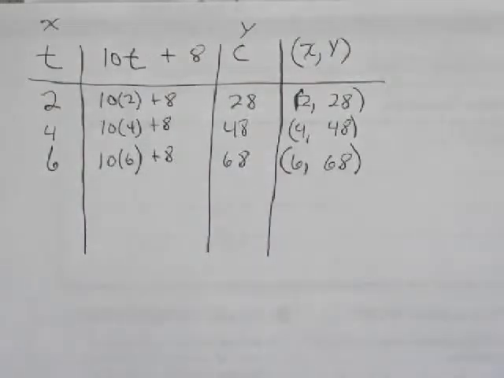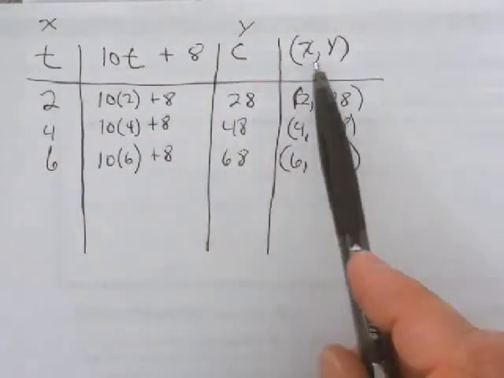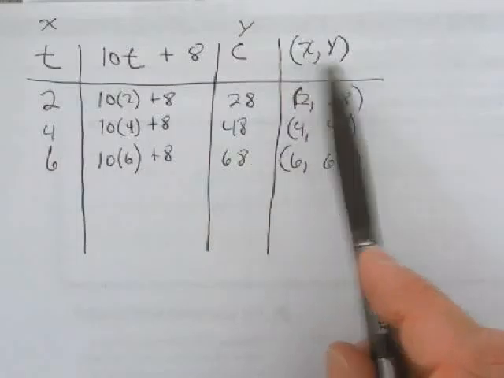All right, I set up my table so the x value is equivalent to the t. T is going to be the independent variable. It's going to be on the x-axis because the number of tickets I buy is going to determine the total cost, and that's going to be y. That's why I wrote an x above the t and a y above the c, and our ordered pairs, of course, are x and y.